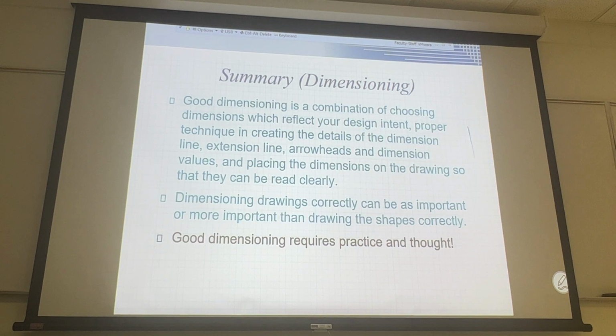Summary. Good dimensioning is a combination of several things. 1, choosing dimensions which reflect your design intent. 2, proper technique in creating the details of the dimension lines, extension lines, arrowheads, and the dimension values. 3, placing the dimensions on the drawing so that they can be read clearly.